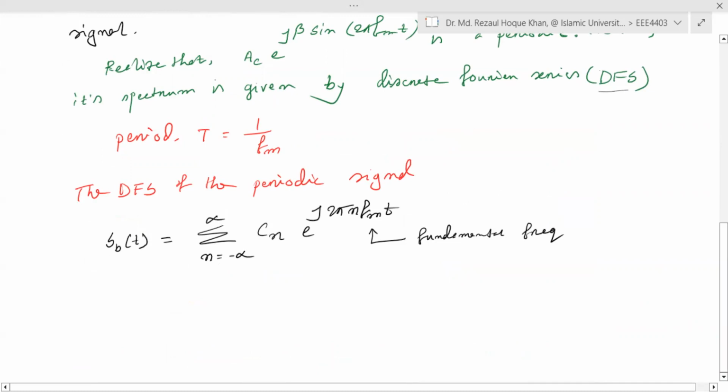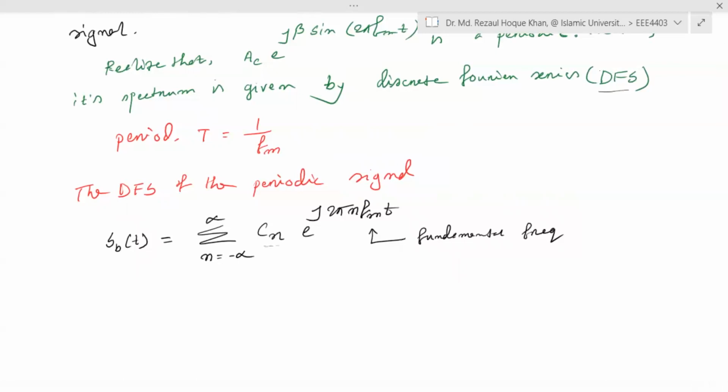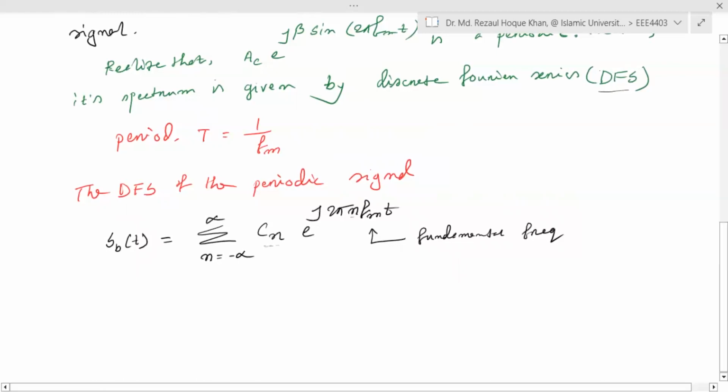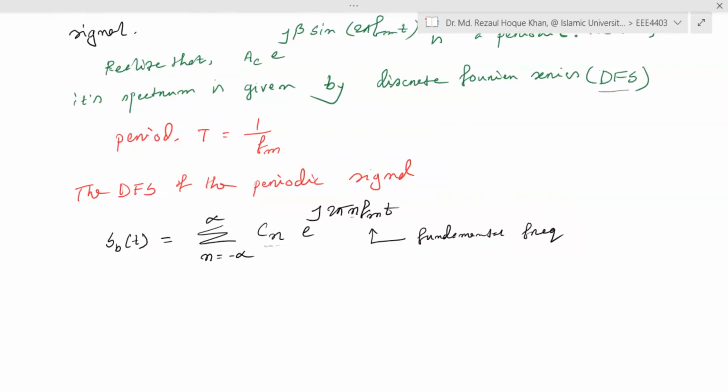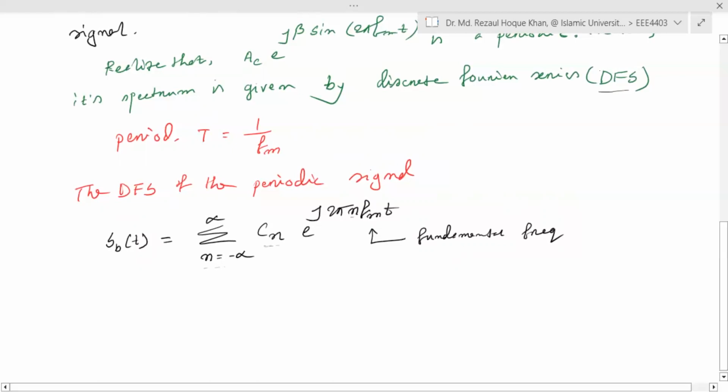So here, Cn is the coefficient. This example says that the n value goes from minus infinity to plus infinity. Here, this is a coefficient for every value of n, and n varies from minus infinity to plus infinity. So it's actually nothing but the summation. This Sb is nothing but the linear combination or summation of all the fundamental and its multiples. Okay, that we express by this equation.